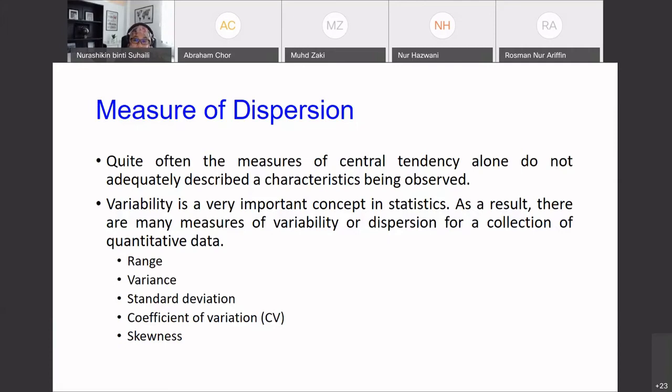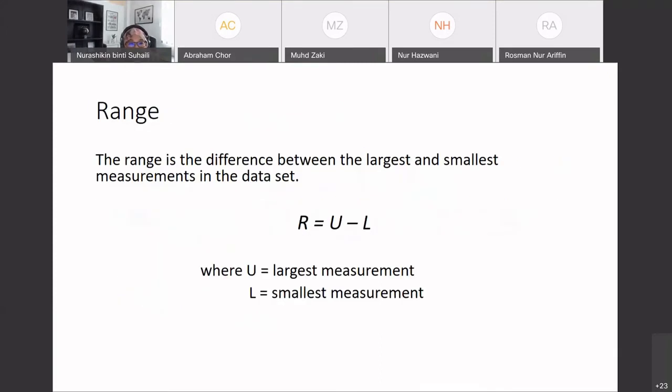Right. So one example is standard deviation, but apart from that, there are also other ways of estimating the dispersion, which are range, variance, standard deviation, coefficient of variation, and also skewness. Okay, so those are under measures of dispersion. First, let's have a look at the range.